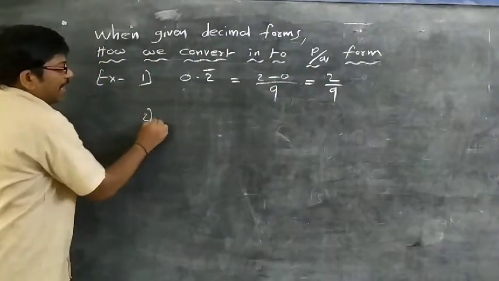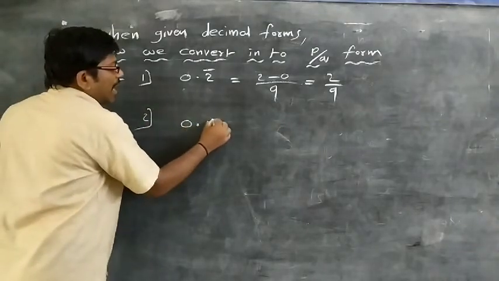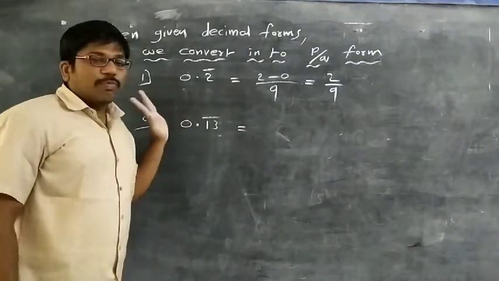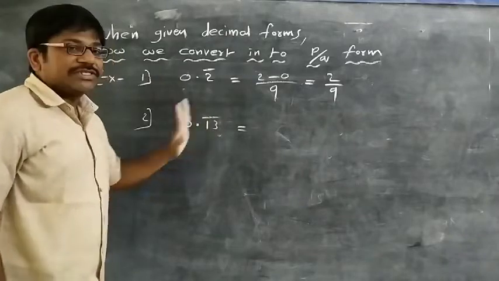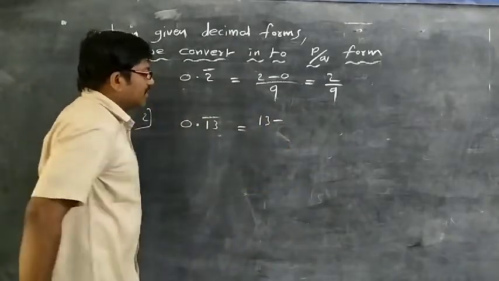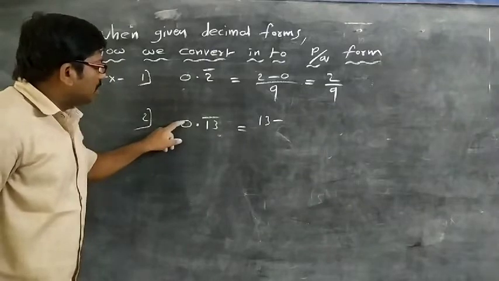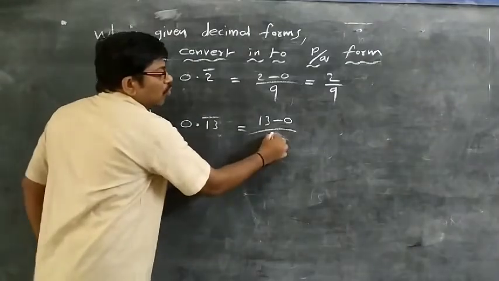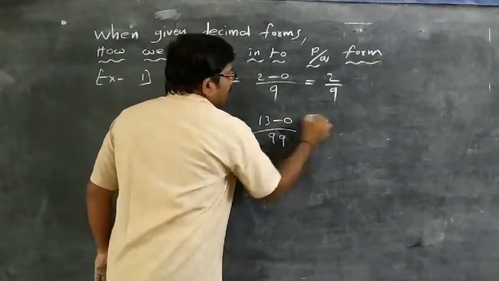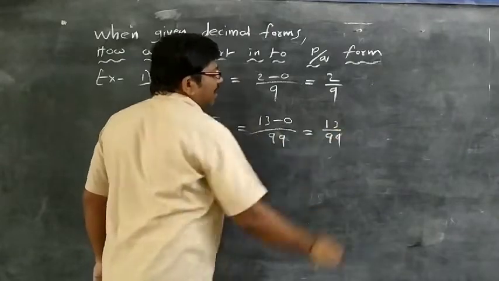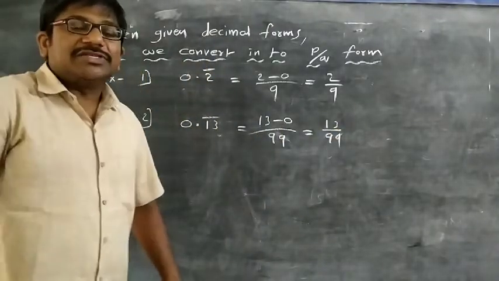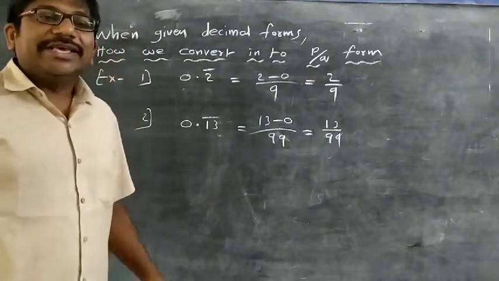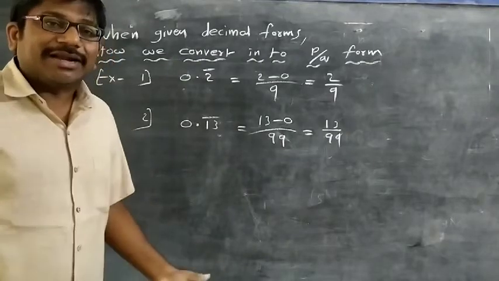Listen to the second example carefully. 0.13 bar is equal to, first write the total number without bar, without point, that is 13. 013 means 13. 13 minus the number without bar, that is 0, divided by, here periodicity is 2, so we keep 2 nines. That is 13 minus 0, 13 by 99. This is one of the methods. It is a very important method. By using this method, we can write P by Q forms easily, fast and correctly.